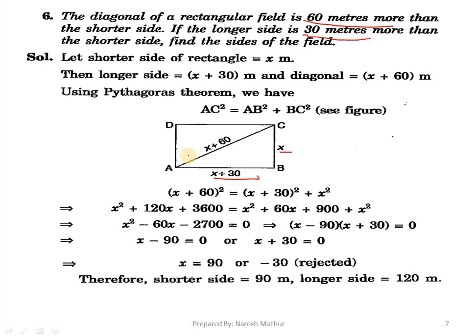Then what? As it is in the form of a right angle triangle, we just apply Pythagoras theorem. Hypotenuse square equals base square plus perpendicular square. Just expand it with the a plus b whole square identity. Then we get the equation x square minus 60x minus 2700 equals 0. So just split it, minus 90 and 30. So we get the value of x equals 90. We'll discard the value of minus 30 as length can't be negative. So the shorter side will be 90 and the longer side will be x plus 30, so it will be 90 plus 30, 120.